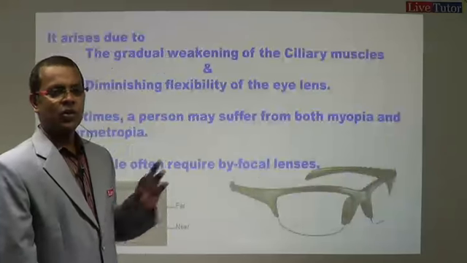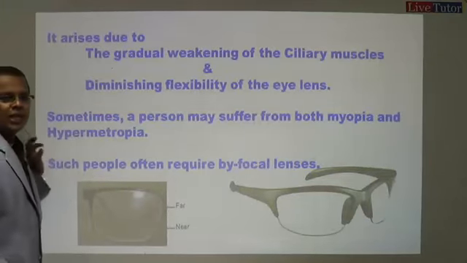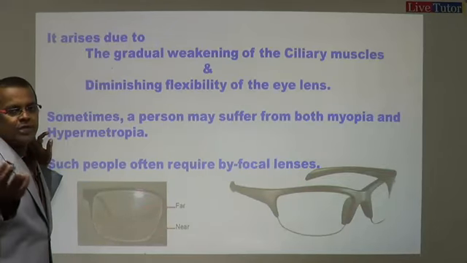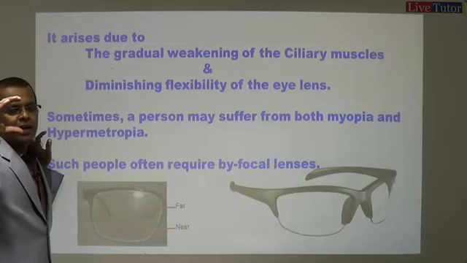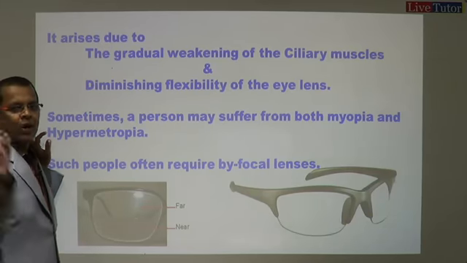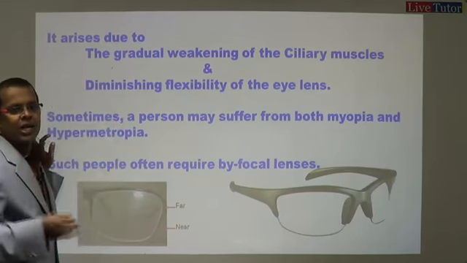Usually it does not occur for young people, it is only for older people, when they cross 40. So what is the reason for that? There are two reasons they give. One is the gradual weakening of the ciliary muscle. Already we have discussed that the ciliary muscles are helpful in contracting or elongating the lens, isn't it? Or the second reason may be diminishing flexibility of the eye lens.